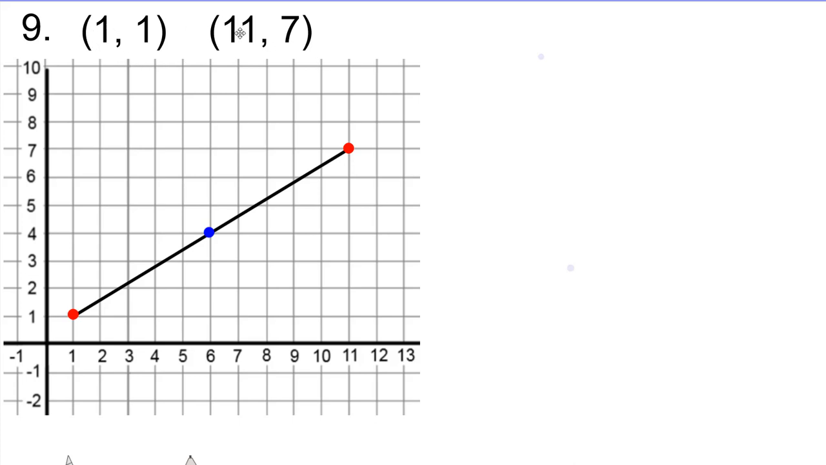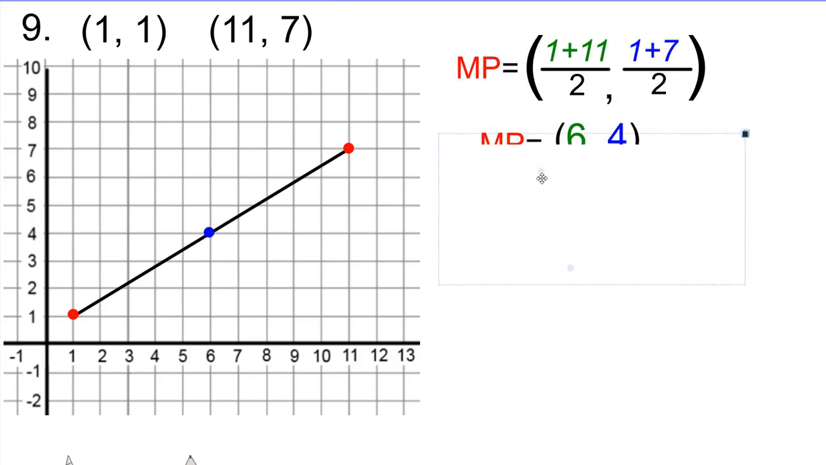So what is 1 plus 11? It's going to be 12. Half of 12 is 6. So it's going to be along the line over 6, and then the other one has to be up 4, right? So you can do the midpoint formula, and we get a midpoint of (6, 4).